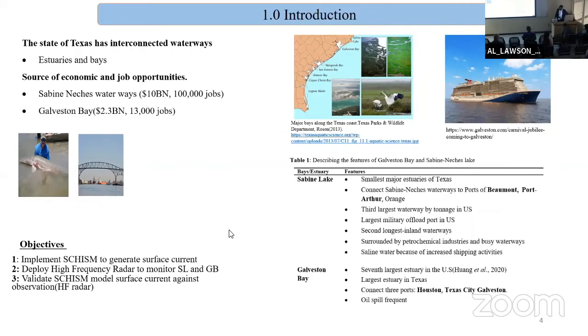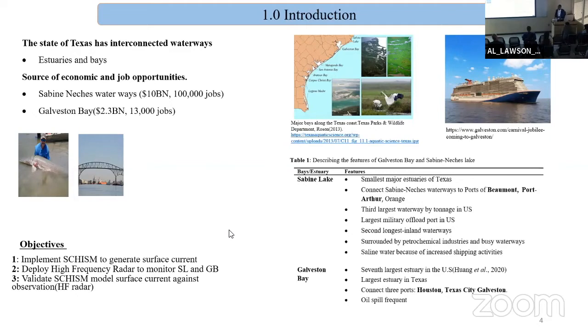Also, with respect to security, Sabine Lake is one of the largest military offloads. Actually, it's the largest military offload in the US. So that also shows the significance of properly monitoring this estuarine environment.